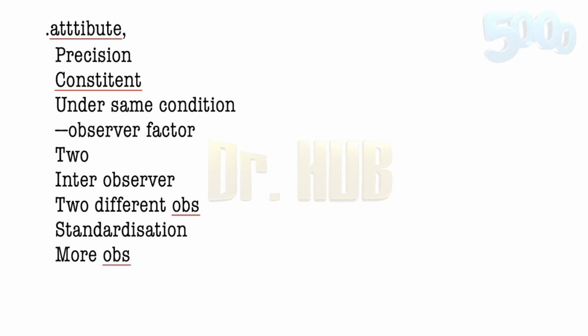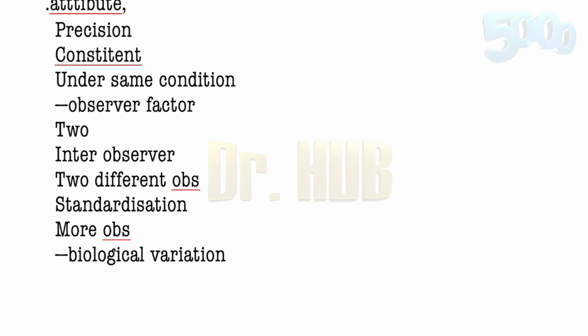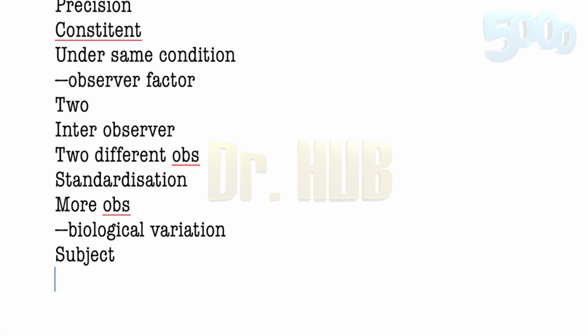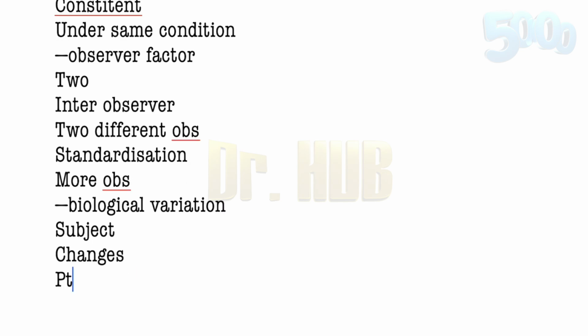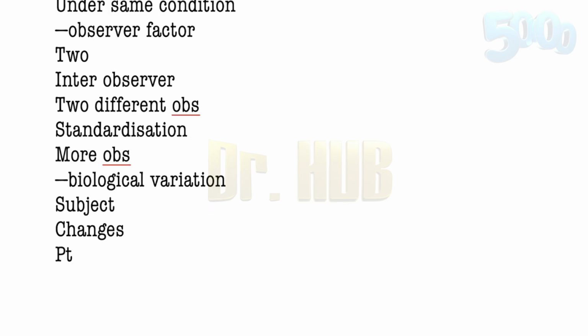Next, we are looking at biological variation, also known as subject variation. They are due to changes in the parameters observed, in the perception of symptoms by patients, and regression to the mean, where there is a tendency of the values to be at extremes of the distribution.